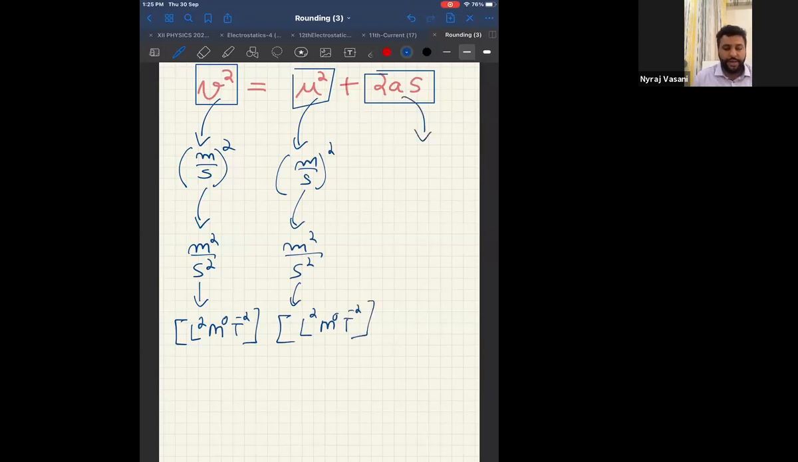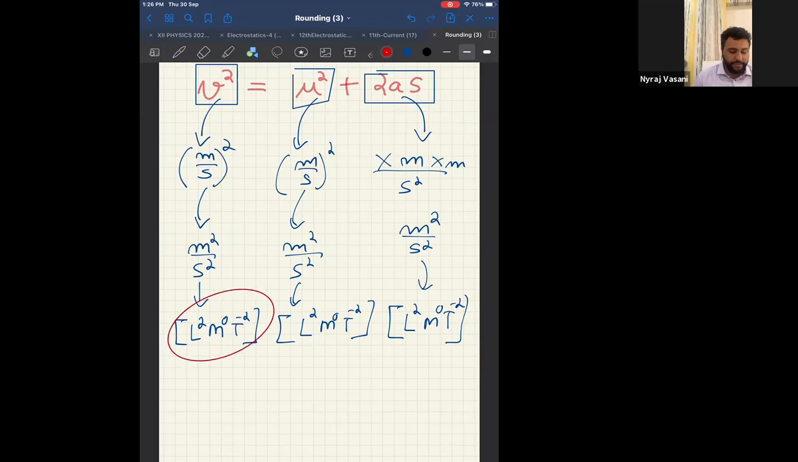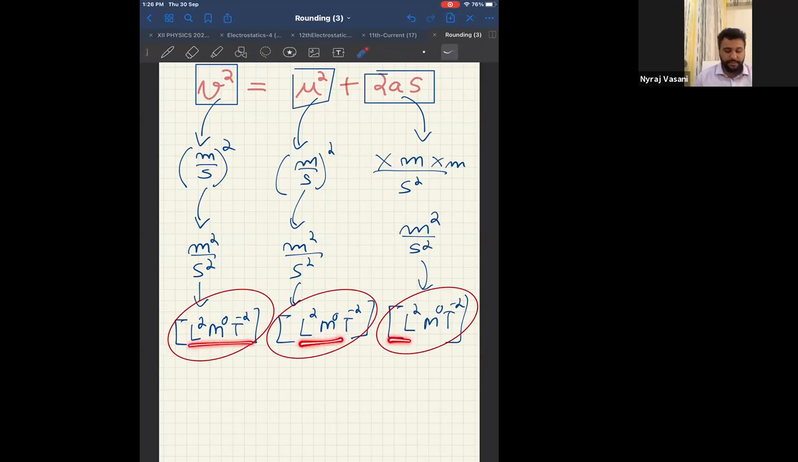Now, when I go to 2AS, 2 does not have any unit. Acceleration is meter per second square and displacement is meter again. Therefore, meter into meter will be meter square per second square. Therefore, if I go to do the dimension, it will be L2 M0 T minus 2. Therefore, this is the first answer, this is my second answer, and this is my third answer. Are all three same? Answer is yes, all three are same. Therefore, can I conclude that this equation is dimensionally correct?